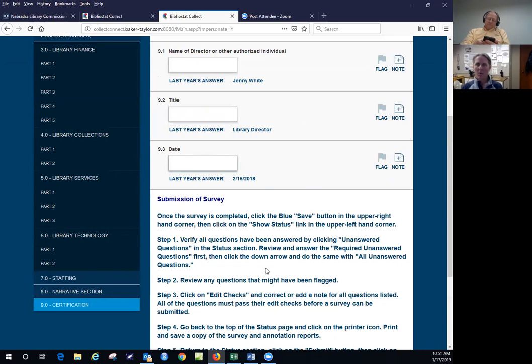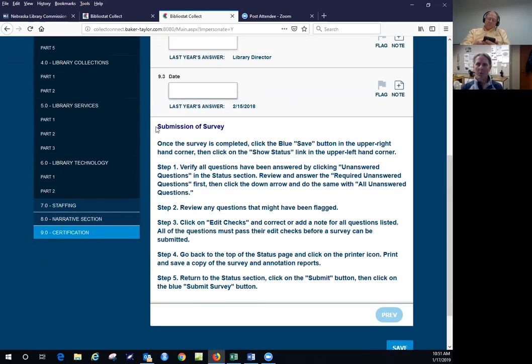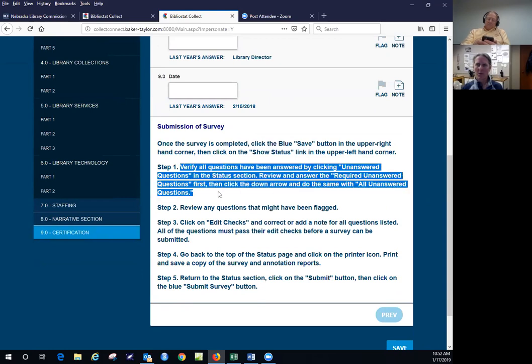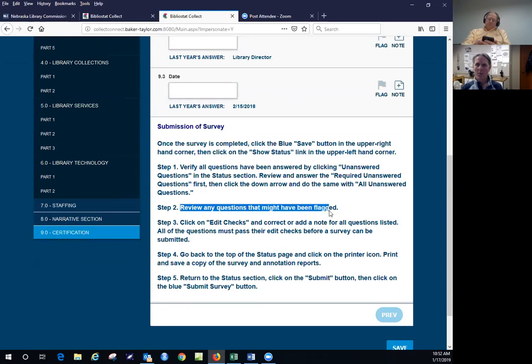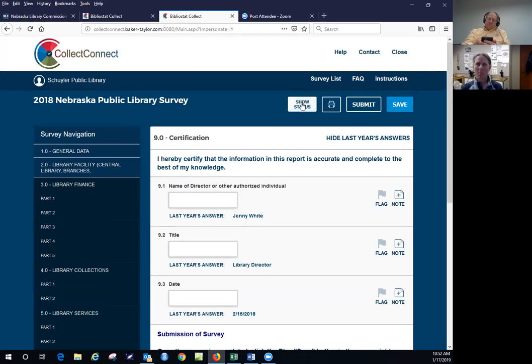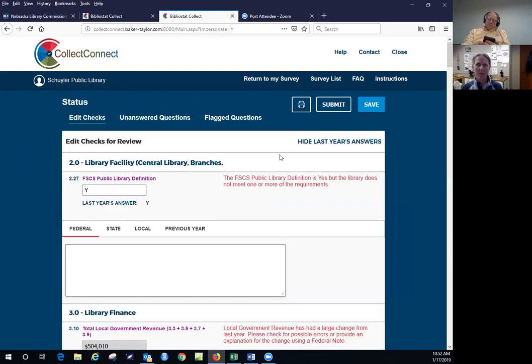So then once all these questions get entered, here's the steps for submission of the survey. Step 1 is the verification that all questions are answered. You want to review your flagged questions. You want to check your edit checks. The good news is you can do all those three things from one button up here, which is the show status button. So once you have all your data entered, you would then go up here to the show status and find out if you do have any unanswered questions or edit checks.